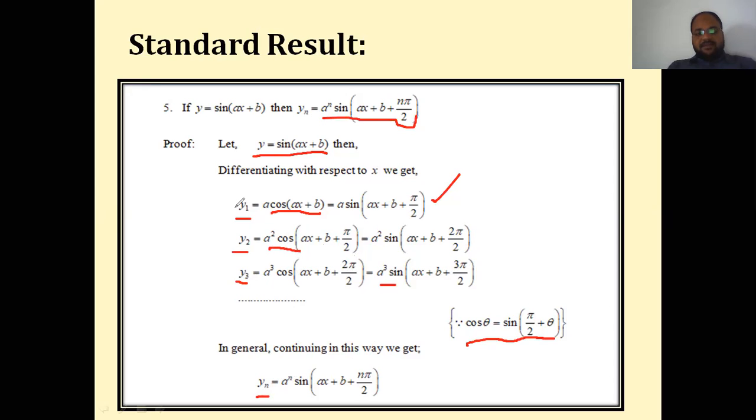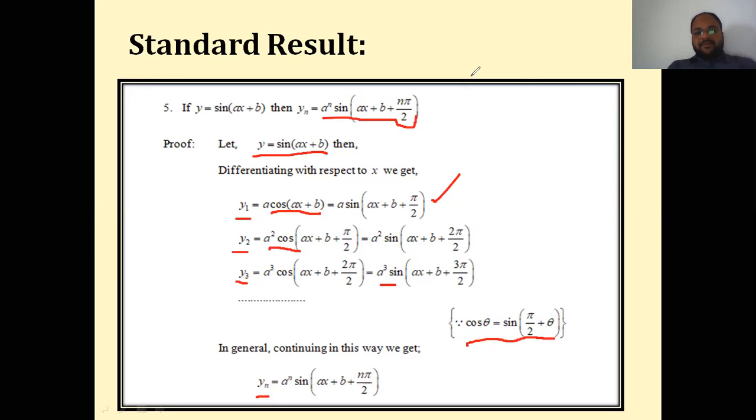Likewise, when you find the first derivative, you simply get the term a. When you find the second derivative, you simply get a square. If you find the third derivative, you simply get a cube. Now here we have to find another derivative, which means we simply get a raised to power n sine of angle ax plus b plus n pi by 2. Okay, so this is the nth derivative of the given term sine of ax plus b.